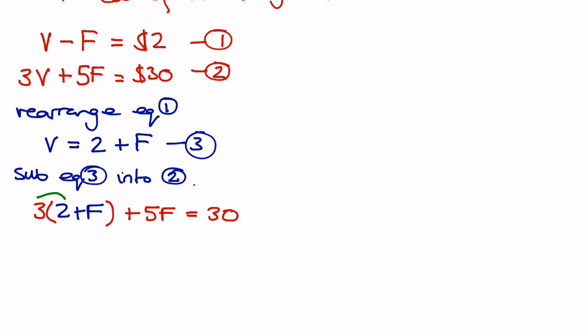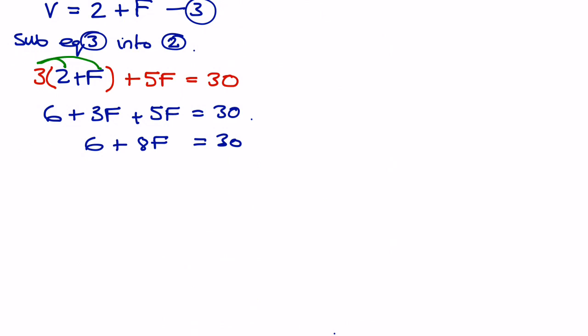So we'll start off with 3 times 2, which gives me 6, plus 3 times f, which gives me 3f, plus 5f equals 30. So I'm going to group my like terms together now. So my like terms are here, my positive 3f and my positive 5f. So by grouping those two together, I'm going to be left with 6 plus 8f is equal to 30.